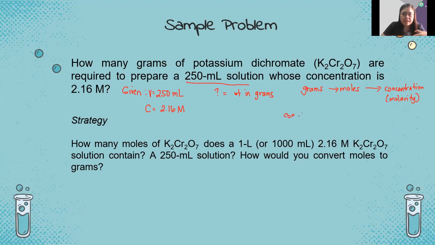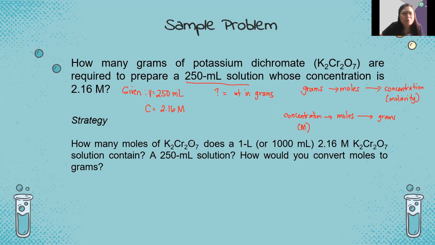The concentration is given, that is still in molarity. So all we need to do is to look for the moles. And then after getting the moles, we will be computing the grams. So this is really the only process, class, to make life easy, so that you won't be confused in your computation. So there is actually a strategy here.